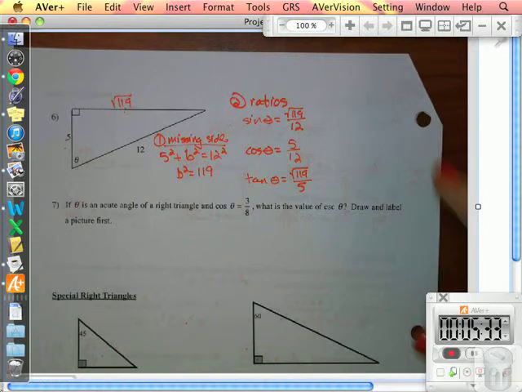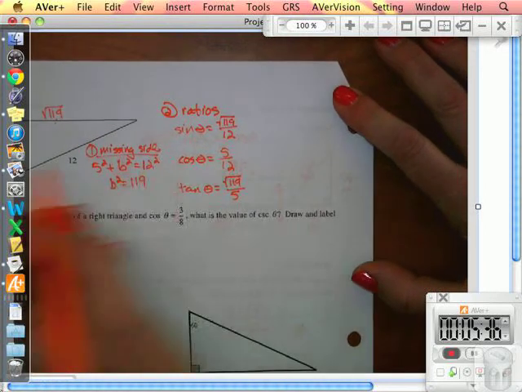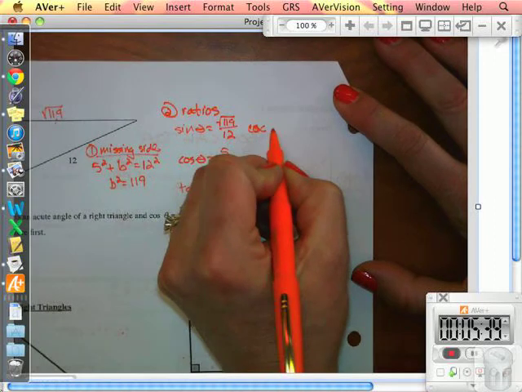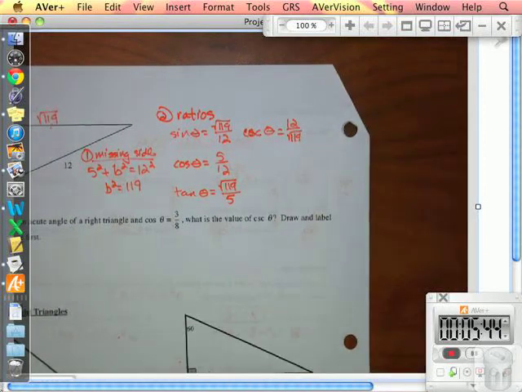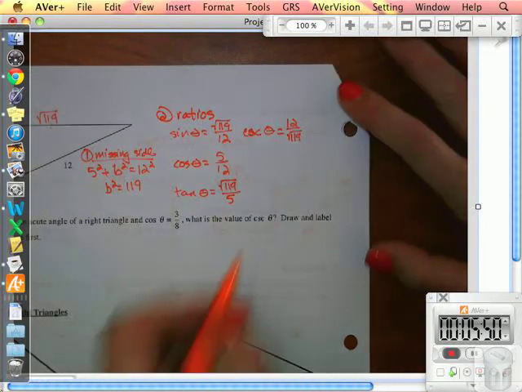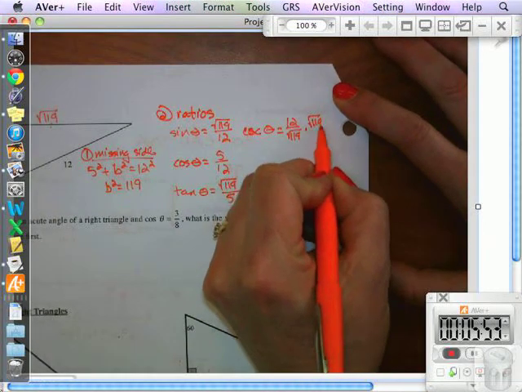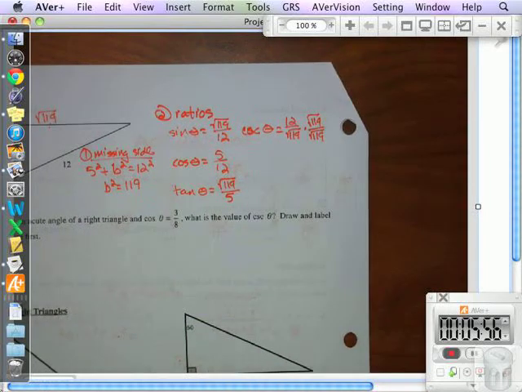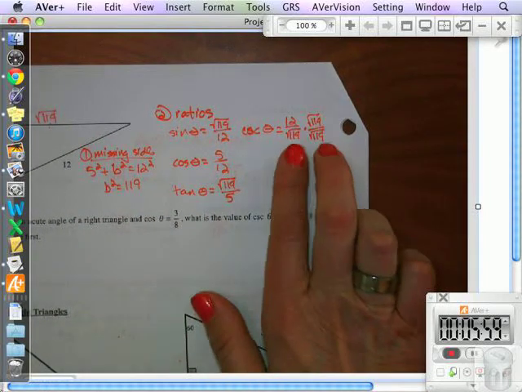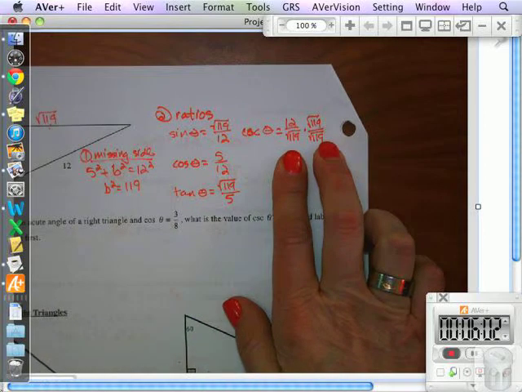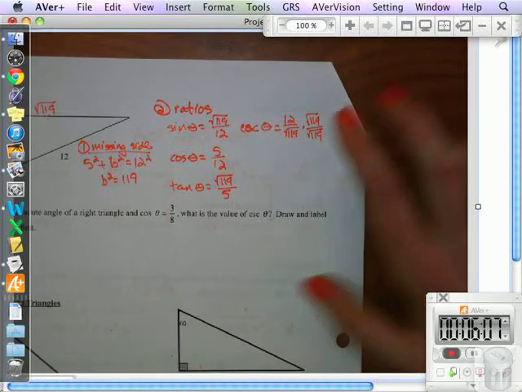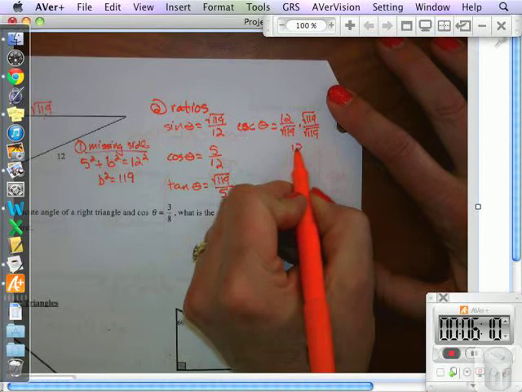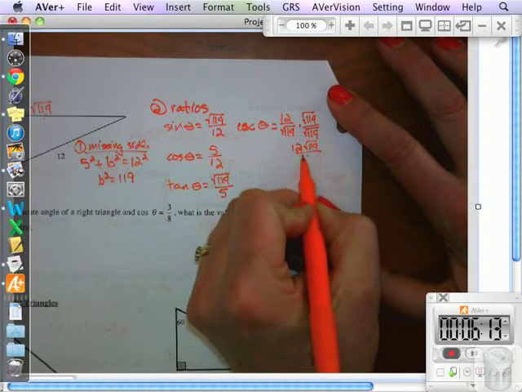Okay, so let's do the reciprocals of those. Cosecant of theta. Okay, so here we have square root of 119 in the denominator. We can't leave that like that. So it actually becomes quite easy once you start doing this over and over again. It's very easy to see what's going to happen. What's going to happen in my denominator is I'm just going to be left with what? 119, and my numerator, I'm just going to be left with 12 times the square root of 119. So the cosecant of theta is 12 times the square root of 119 over 119.